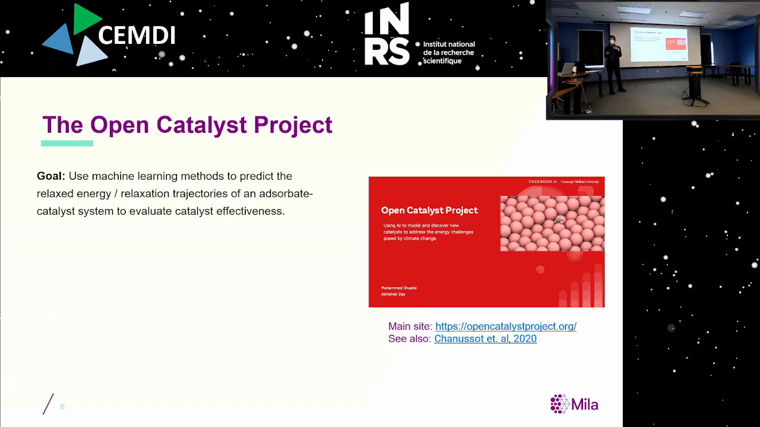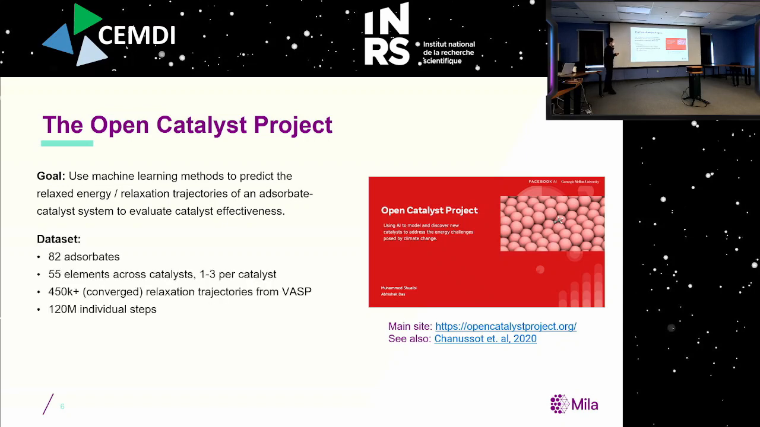So there are a bunch of different catalysts which are involved here. There are 82 adsorbates, so it's a lot of different reactions. These are all involved in renewable energy to some degree. So for example, there might be the synthesis of hydrogen. There might also be using hydrogen as a fuel. There is the creation of ammonia, et cetera.